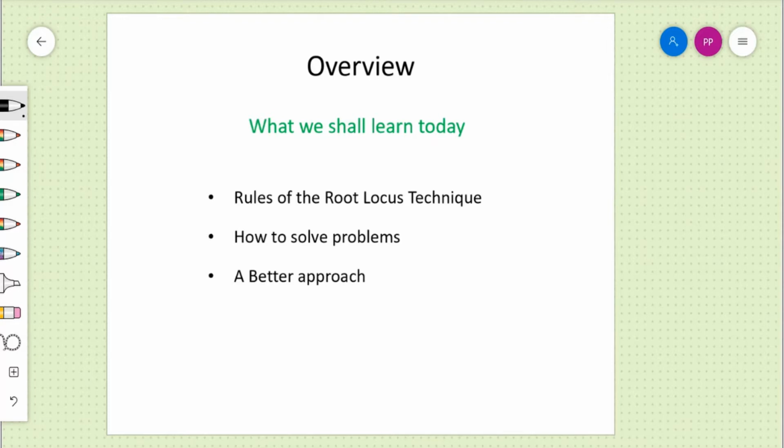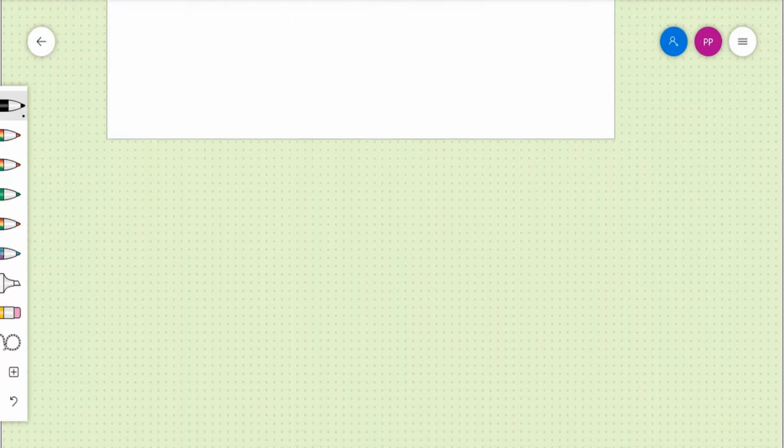And at the same time, because to solve a higher order system we have to follow certain steps in a very smooth manner, we will learn the rules while solving the problem. So we'll take a problem and we'll learn the rules, and we'll see how the root locus technique can be implemented on problems using a better, simpler and systematic approach. So let us start with a problem.